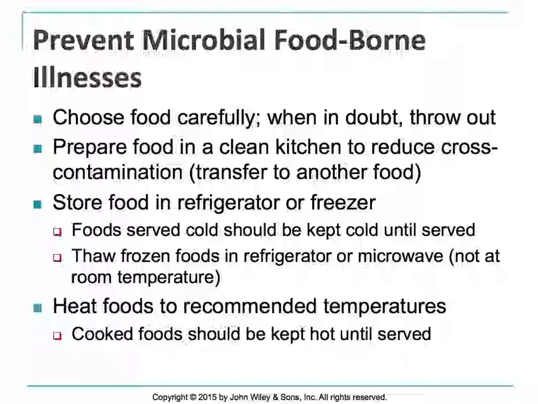So how to prevent microbial foodborne illnesses. Choose food carefully. As I said, when in doubt, throw it out. Prepare food in a clean kitchen to reduce cross-contamination, which is transfer of a microbe from one food to another. Store food properly in a refrigerator or freezer. Food served cold should be kept cold until served. Thaw frozen foods in a refrigerator or microwave and not at room temperature.